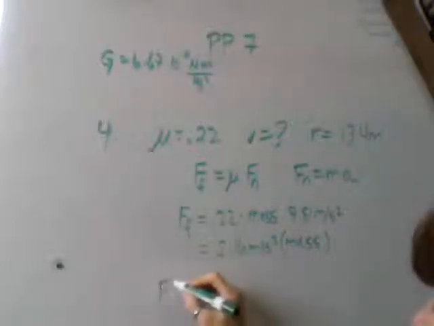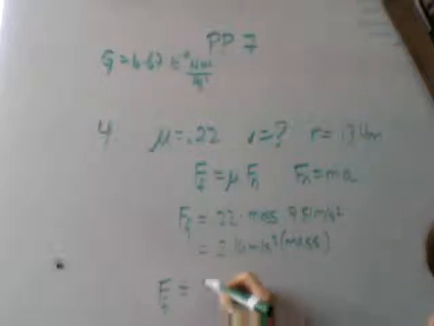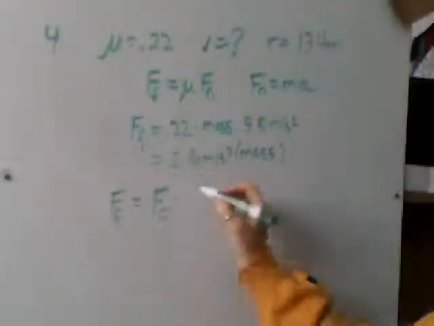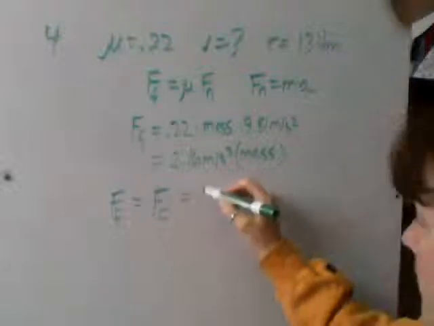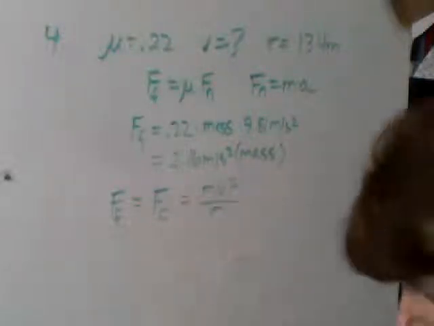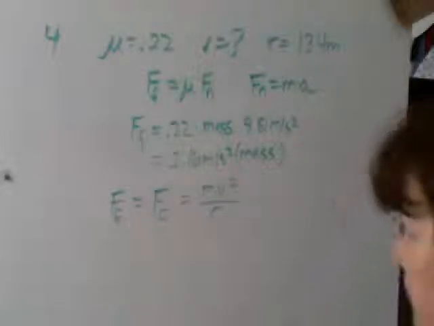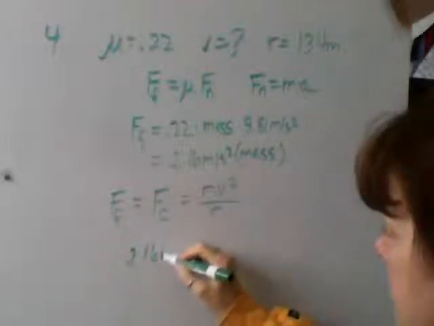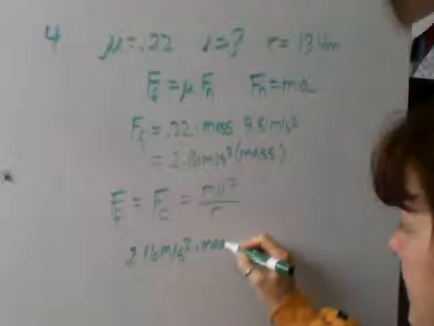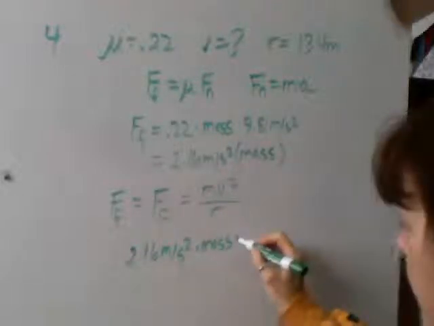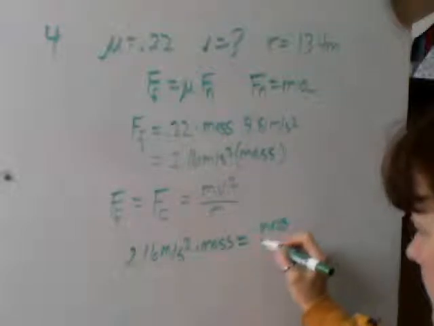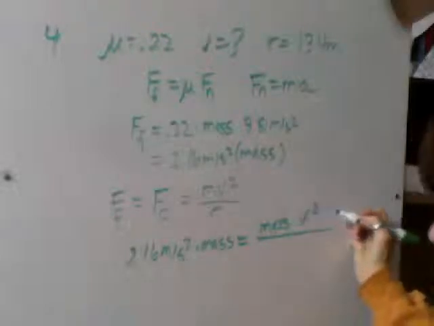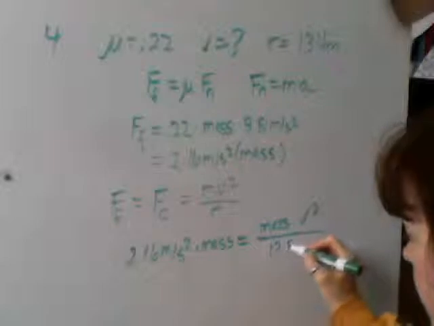So then if we go to our other formula, since the car is making a turn, the force of friction is going to be equal to the centripetal force. And so we can say that that is equal to the mass times the velocity squared over the radius. And if we know that the frictional force, which is now also the force of this centripetal motion, was 2.16 meters per second squared times mass, we have to keep the mass unit in there, and that equals mass, since we still don't know what it is, times the velocity, which is what we're solving for, over the radius.